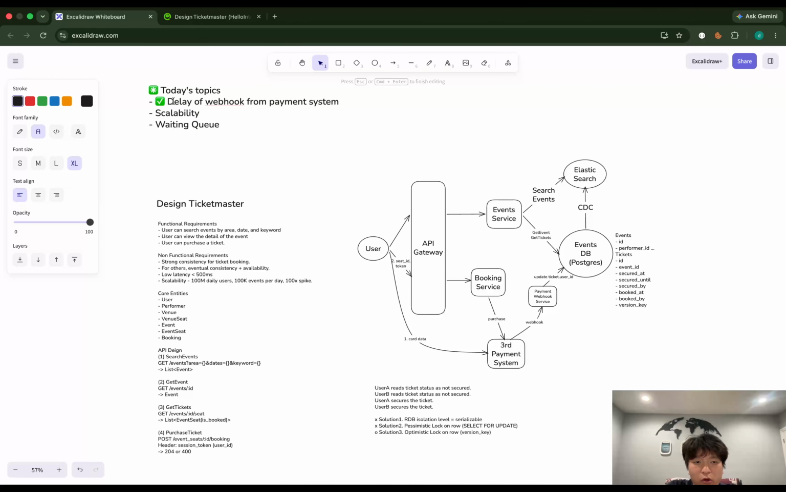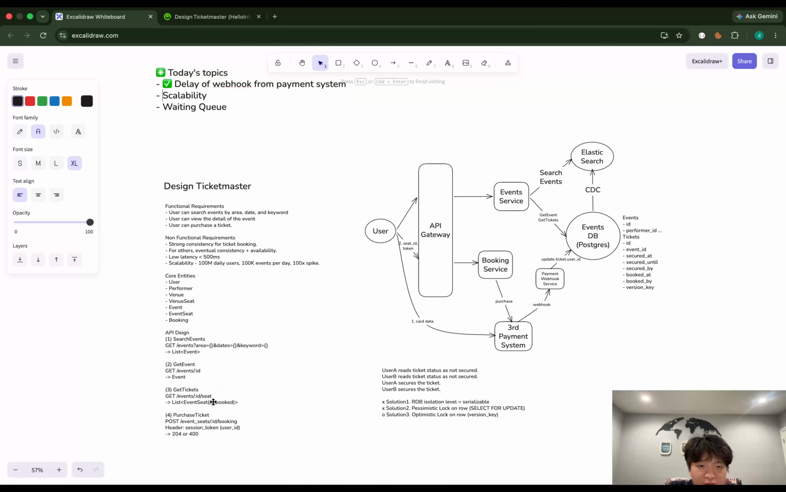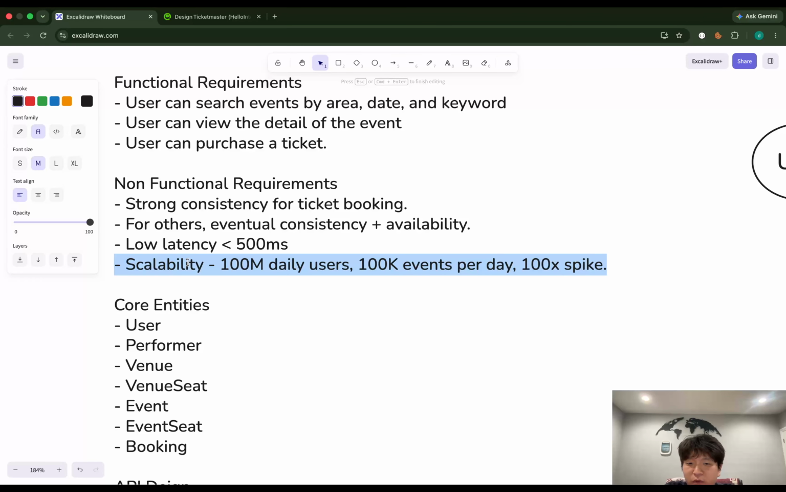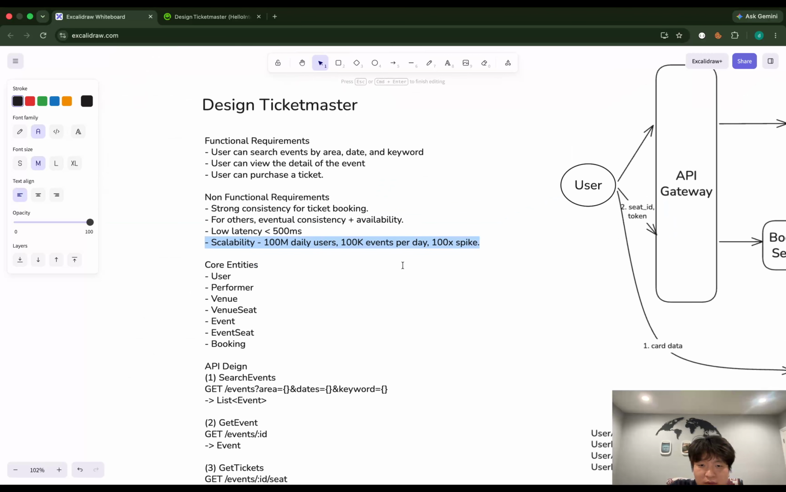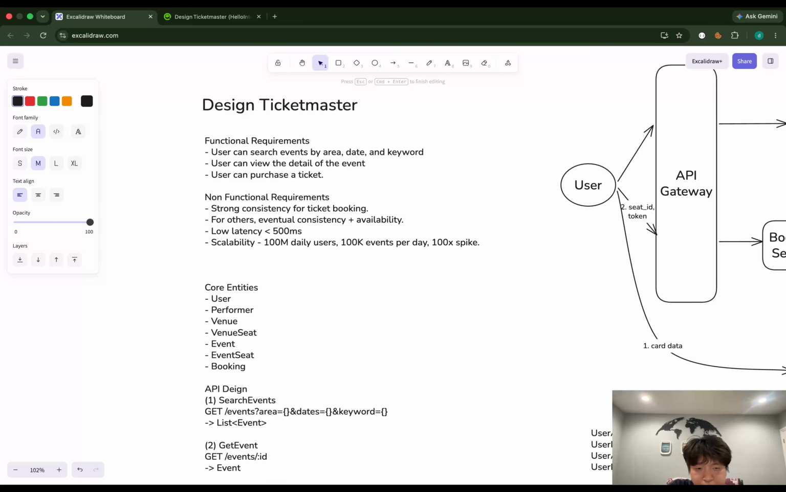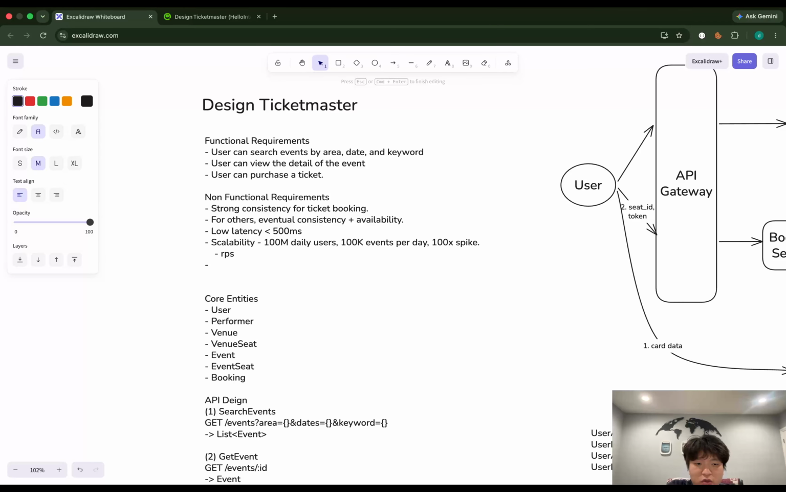Now I will talk about scalability. This is the number I'd like to support: 100 million daily users, 100K events per day, 100K spike. I will do the quick math from here. I have to take care of two things. One is requests per second, so throughput. The other is data size.